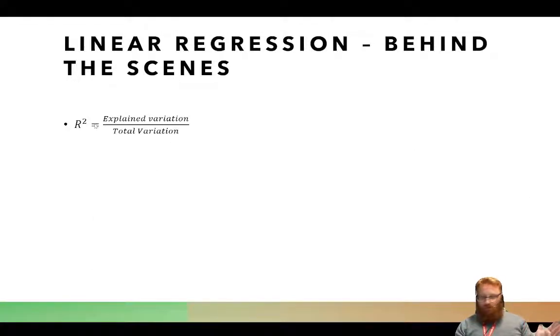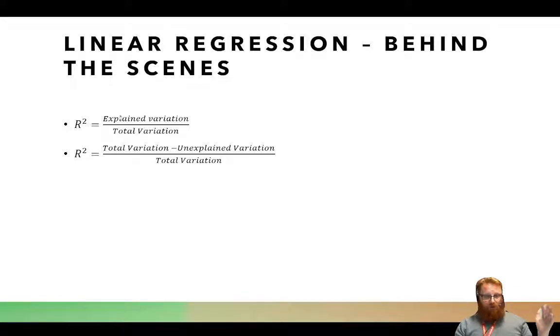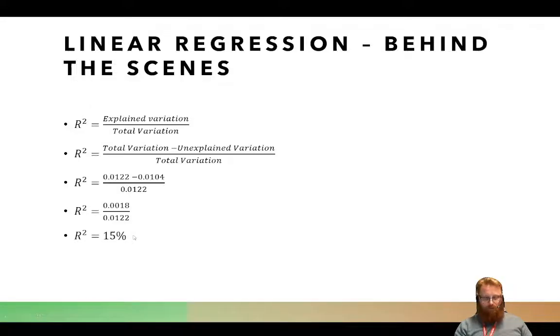So I said R squared is explained variance divided by total variance. We calculate explained variance by doing total variance minus unexplained variance. These are just numbers that we just calculate. As I said, it's the average squared length of those lines. We just do the maths and we come up with R squared is 15%, or 15, or 0.15. So that's not a very good fit.